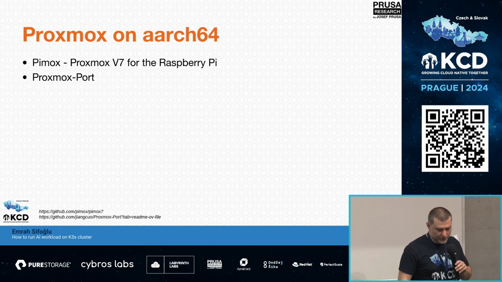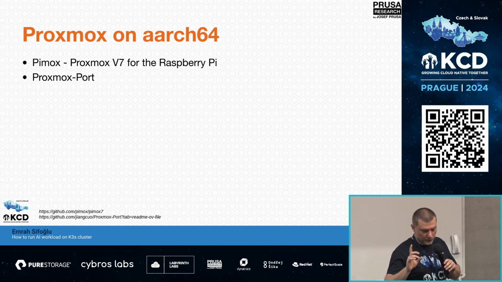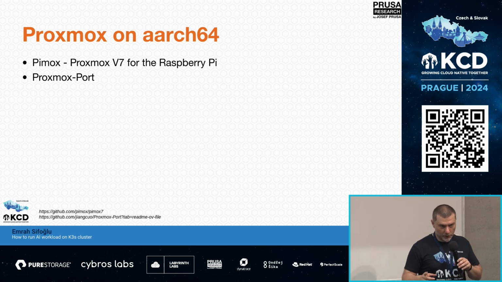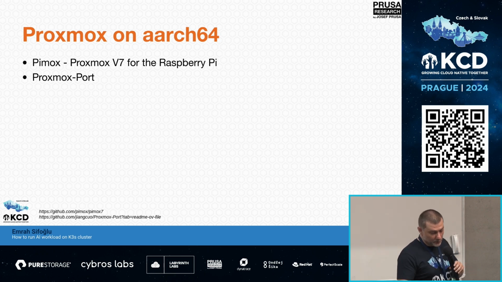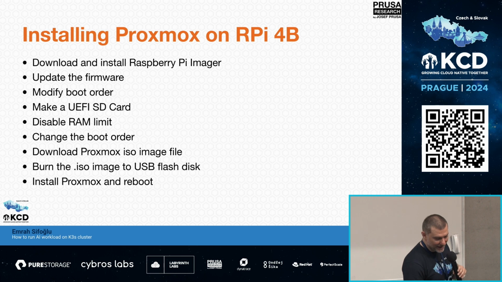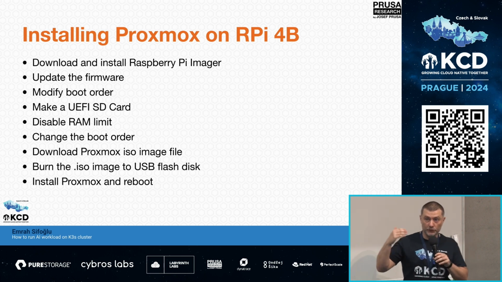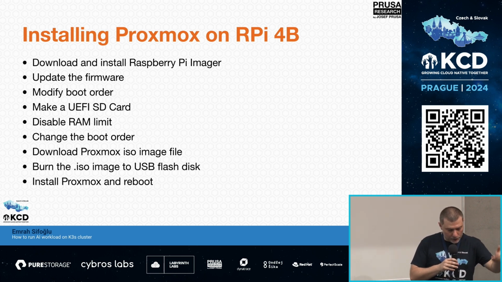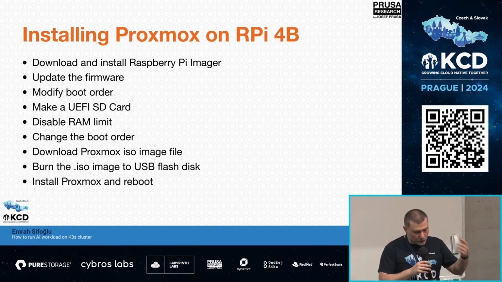One is Pimox. So I do not know now whether it supports the latest version of Proxmox, 8.17, but maybe you can upgrade it after you installed it. I haven't looked at that. I focused on actually installing Proxmox as type 1 hypervisor on the Raspberry Pi directly. And I will go through each step and tell you a little bit more and also give you some tips.